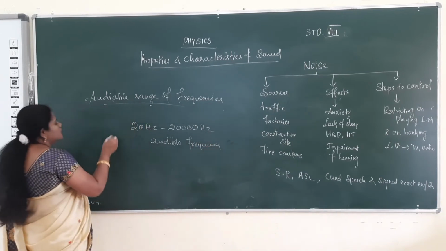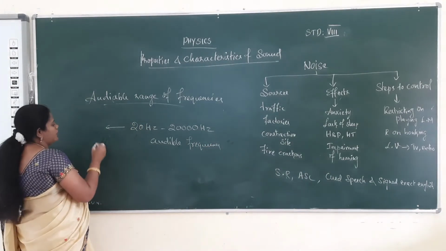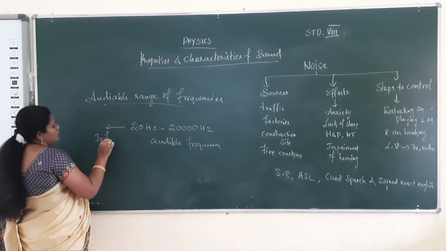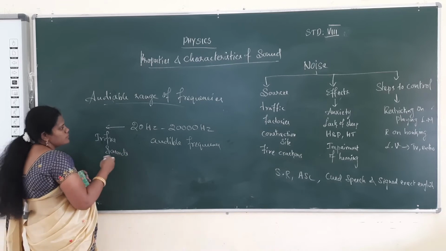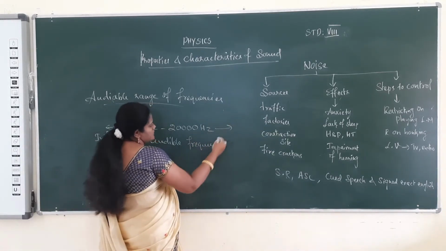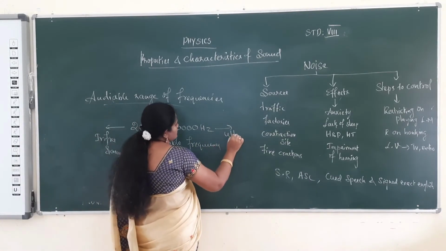Then below that audible frequency, it will be called infrasonic. Infrasounds. Okay, infrasonic waves nu solluvaanga. Infrasounds. And above 20,000 Hz, that is called ultrasounds. Okay.